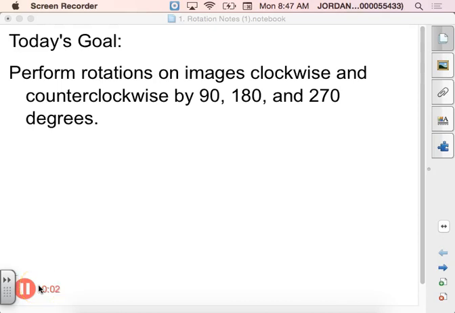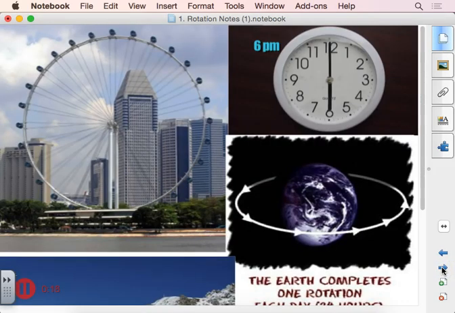All right, so today we're going to move on to the third type of transformation that's called rotations. Our goal is to be able to perform rotations on images clockwise and counterclockwise by 90, 180, and 270 degrees. So let's look at some real life rotations real quick.